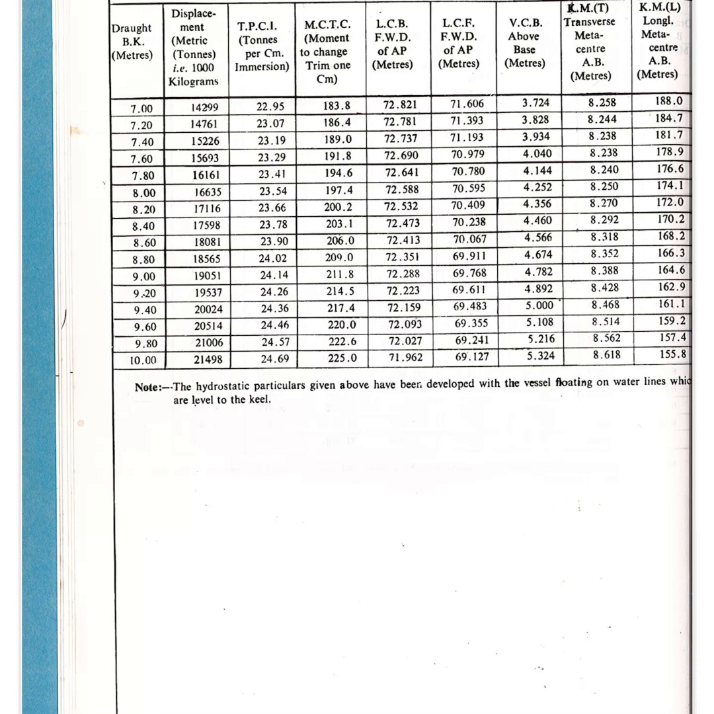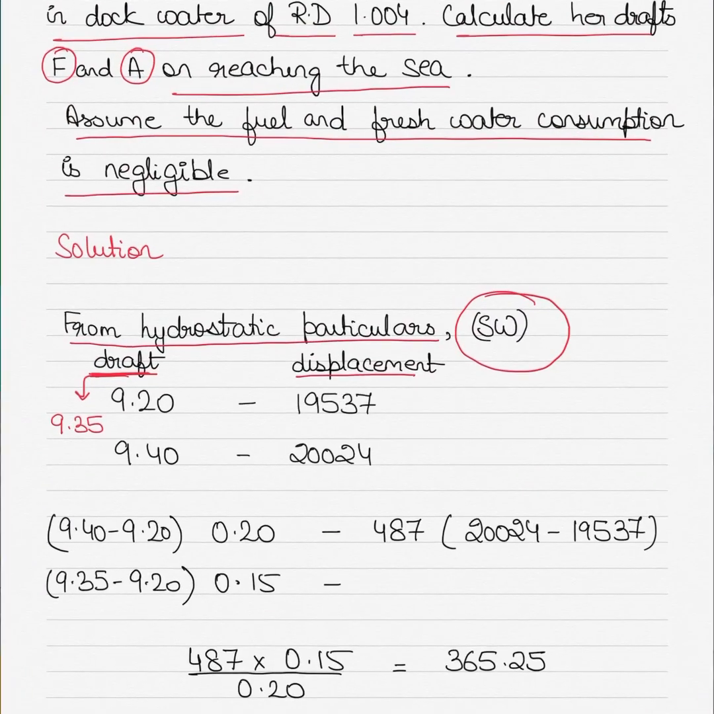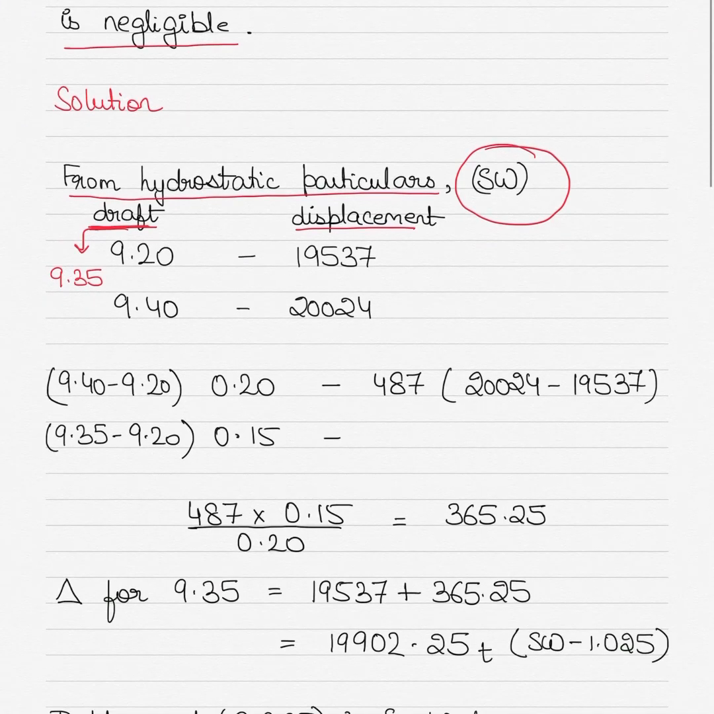So let's see for 9.20 meters here on your extreme left hand column. The first column is the draft column, as you see on top, and the draft is in meters. For 9.20, the displacement, which is the column next to it, is 19537, and for 9.4 it is 20024, but you need it for 9.35. So what you would do is take these values and write them down in the calculation. For 9.2, what was the displacement, and for 9.4 the displacement as well.